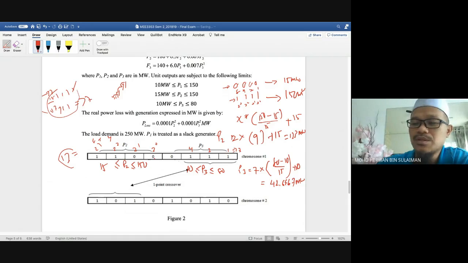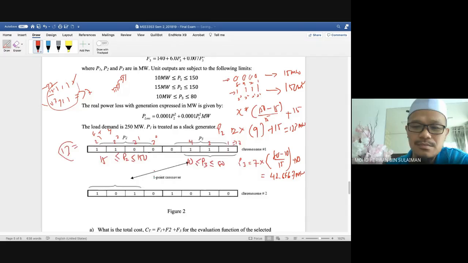That's why GA is quite slow compared to others, because first you need to encode, decode, and then it depends on what numbers you use, whether binary numbers, floating numbers, or sometimes people use round numbers. Instead of binary, they just represent in terms of round numbers between 0 to 9. But that depends on the application. Okay, so you get your P2, you get your P3, then you can calculate your loss using this expression.